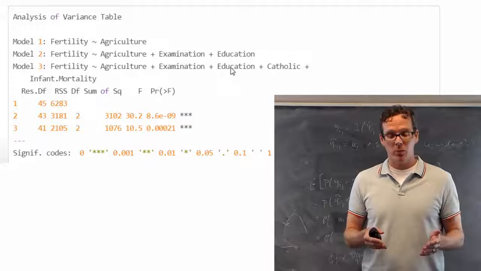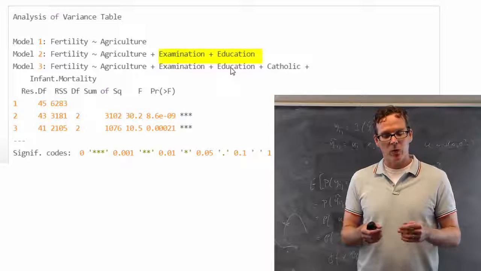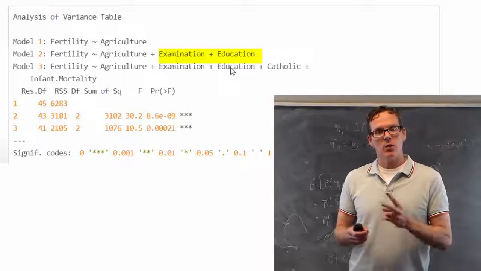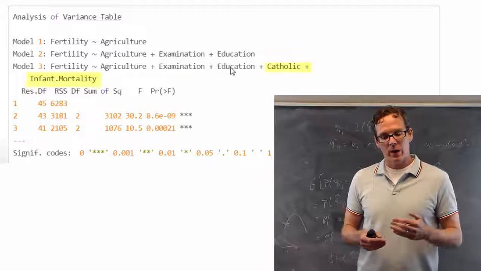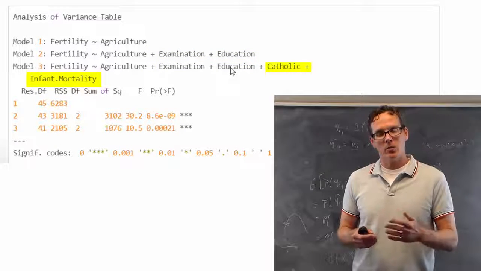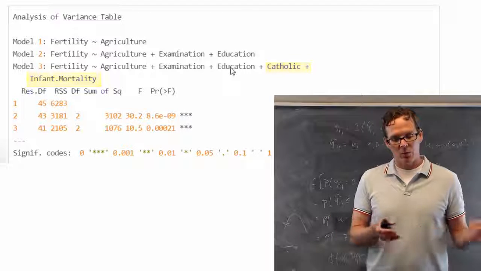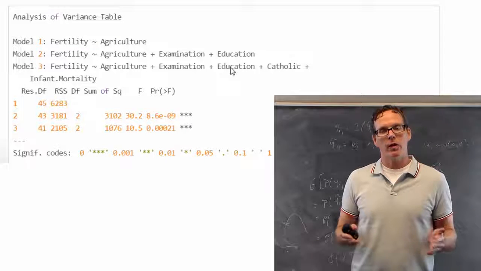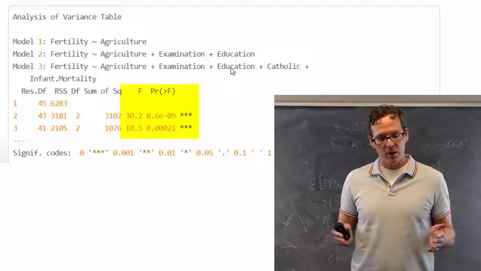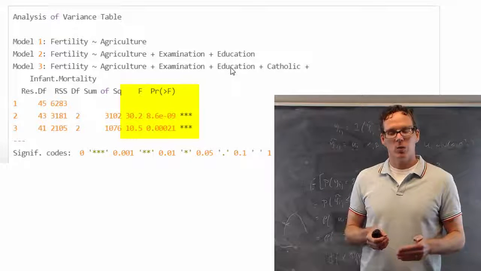The 2 parameters we added going from model 1 to model 2 are examination and education, their 2 regression coefficients. Going from model 2 to model 3, we added Catholic and infant mortality, their 2 regression coefficients. So with this residual sums of squares and the degrees of freedom, you can calculate the so-called F statistic and thus get a p-value. This gives you the F statistic and the p-value associated with each of them.